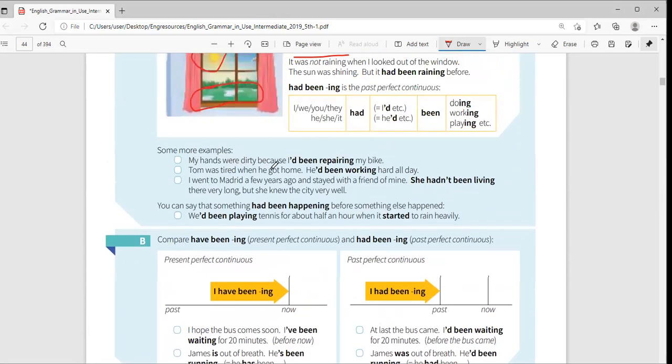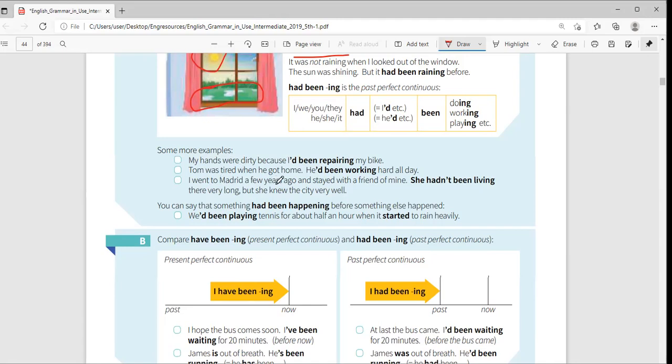My hands were dirty because I had been repairing my bike. Oh yeah, when I met you, my hands were very dirty yesterday. It is because I had been repairing, you see? It means I started repairing, and then after that, we met. So before I met you in the past, there's something that I had been doing. What is it? I had been repairing my bike.